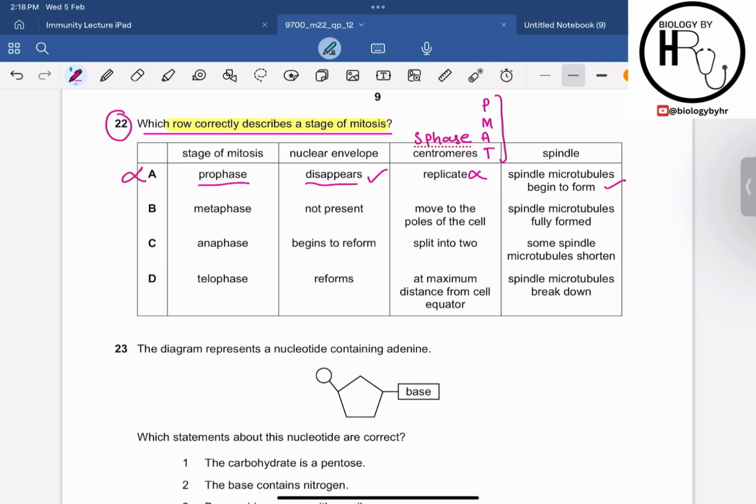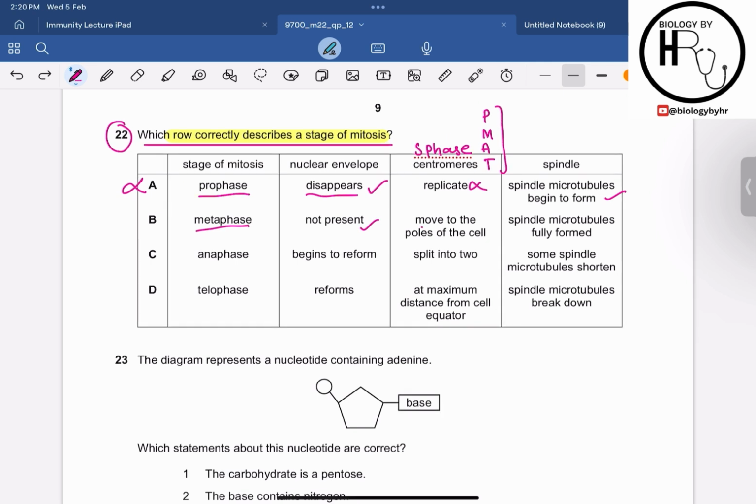But however, as the centromeres are replicated during the S phase and not during the prophase, option A is incorrect. Then if I talk about the metaphase, nuclear envelope is not present. Yes, correct. Now the centromeres, they say, move to the poles of the cell. No, this is not correct. Why? Because centromeres, if you remember, connect the two sister chromatids together, right? And in the metaphase, the sister chromatids or the chromosomes align at the equator of the cell, so the centromeres must be connecting those two sister chromatids together and must be in the center, so this is incorrect, right?